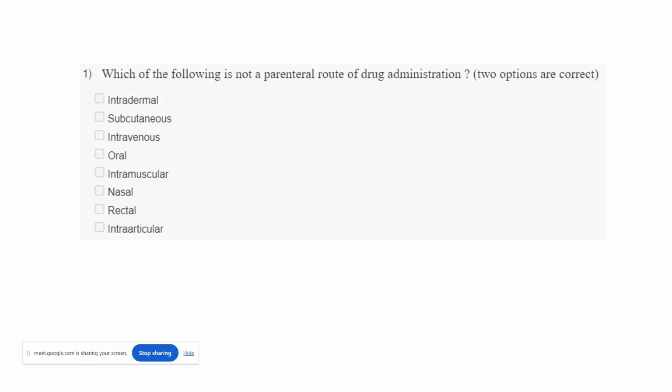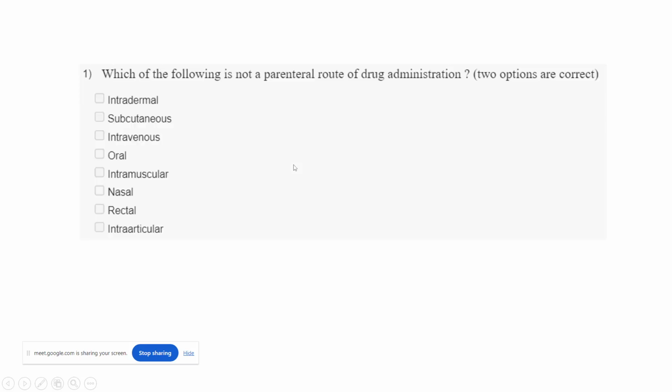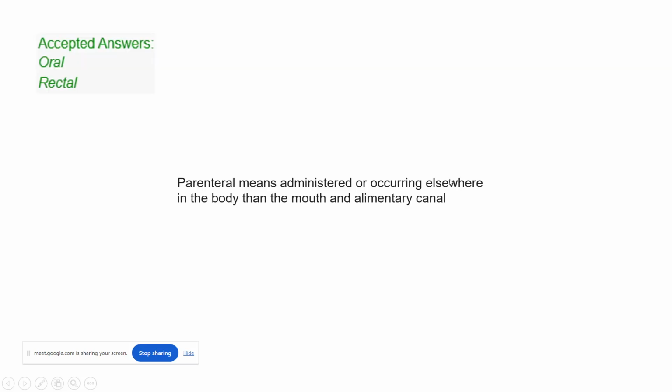This was the first question we discussed today. Which of the following is not a parenteral route of drug administration? The correct answer would be oral and rectal. Parenteral route basically is a route wherein the drug is administered anywhere apart from mouth or alimentary canal. So basically mouth or oral and rectal, which is part of the alimentary canal, are not parenteral route.